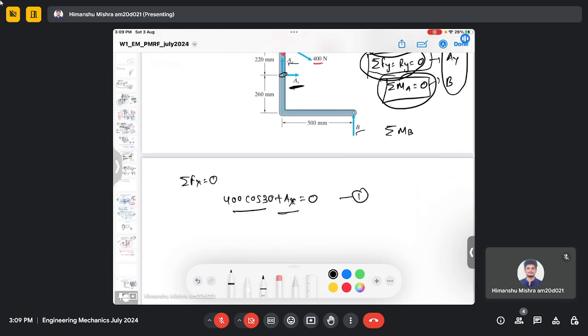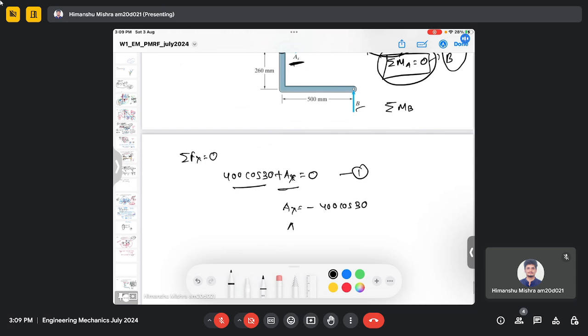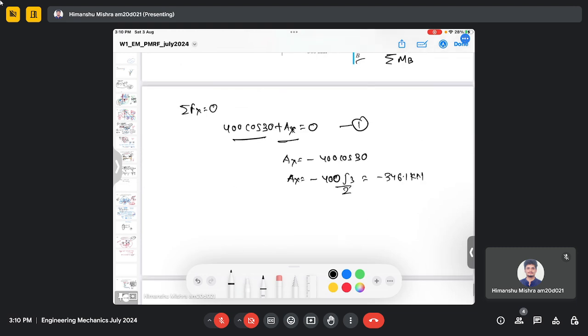So we can also write Ax equals to minus 400 cos 30. So Ax will be minus 400 times root 3 by 2, which will be minus 346.1 kilonewton. So this is our Ax.